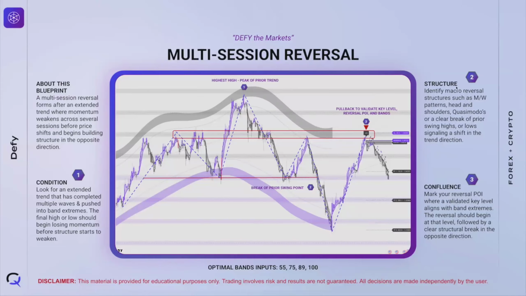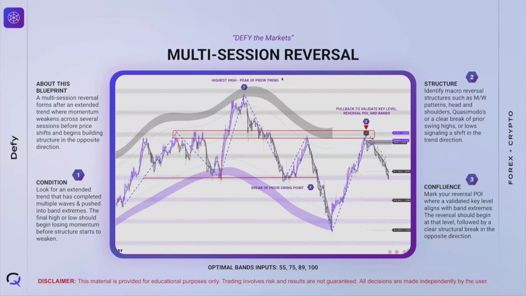So we want to be able to identify macro reversal structures. These reversal structures can be M's and W patterns, head and shoulder patterns, or Quasimodo patterns, which can show you a clear break of the prior swing highs and swing lows, showing you that the market is beginning to shift and change direction.